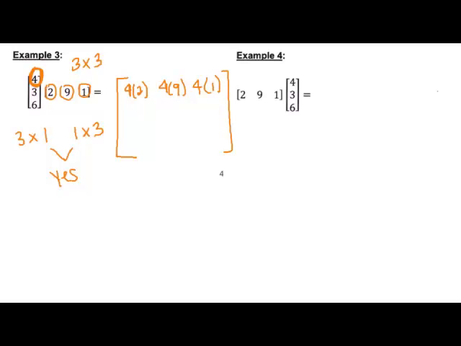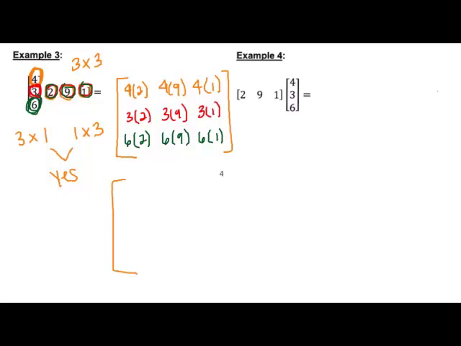We're going to do this with all of our rows. So next we're going to do 3 times 2, 3 times 9, 3 times 1. And our third row times our first column, so 6 times 2, 6 times 9, and 6 times 1.